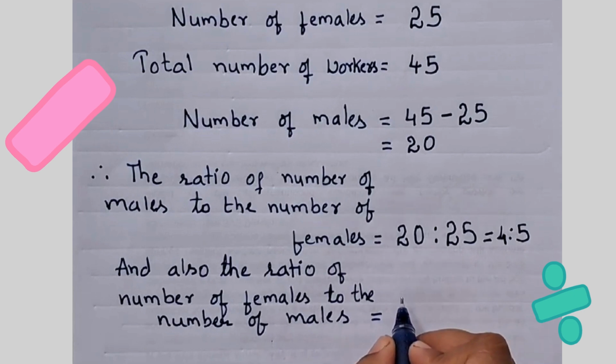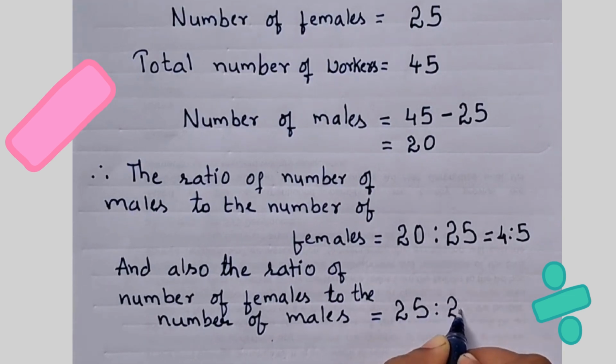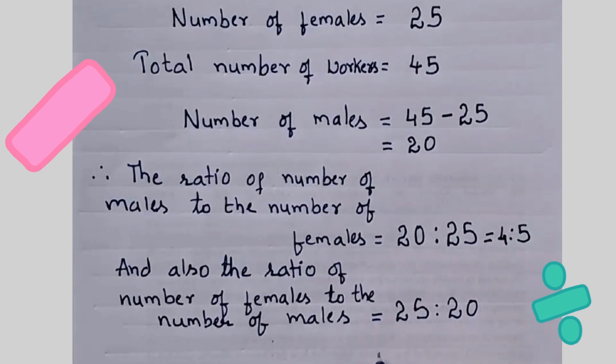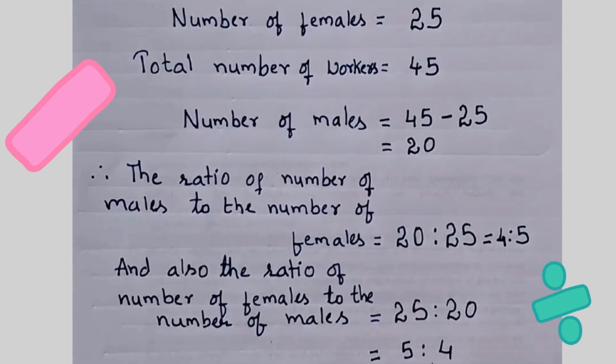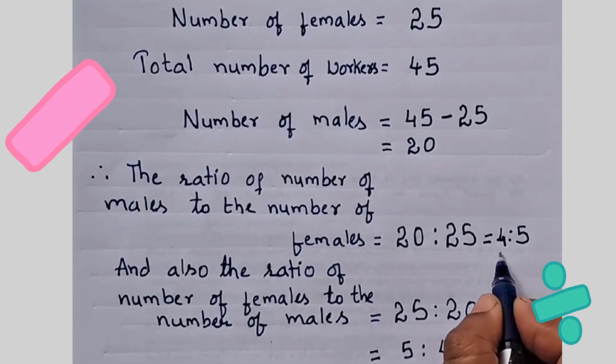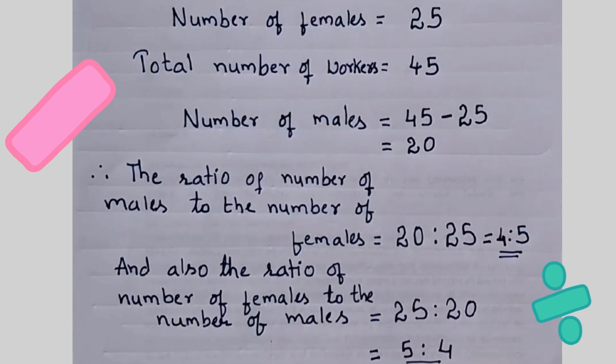And also the ratio of number of females. Number of females is 25 to the number of males is 20. Again, you can divide both 25 and 20 by 5. 5 fives are 25, 5 fours are 20. And the observation from this example is, if you see, the ratio 4 is to 5 is not equal to 5 is to 4.